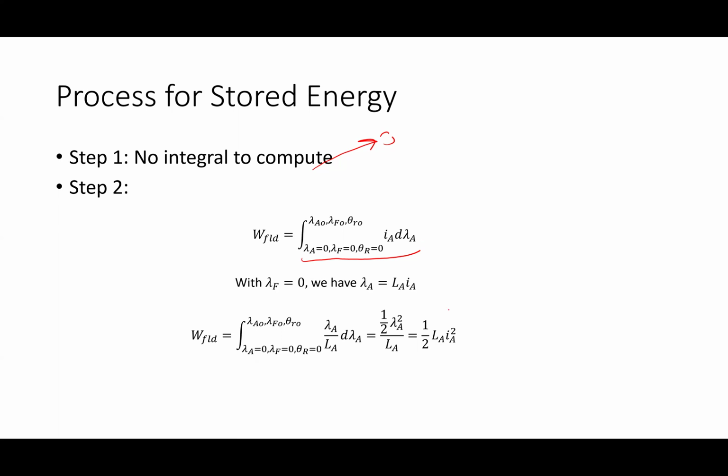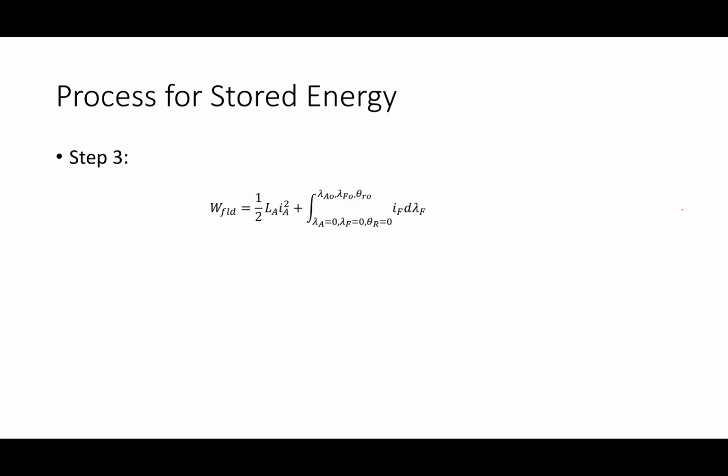Which, if I go through the math here, works out to be 1/2 LA IA. The important thing here is that lambda A in general is LA IA plus whatever the mutual term is between A and F. But what we're saying is in this particular step, this term is equal to 0 because we haven't put that in yet. In step 3, now they're both acting.